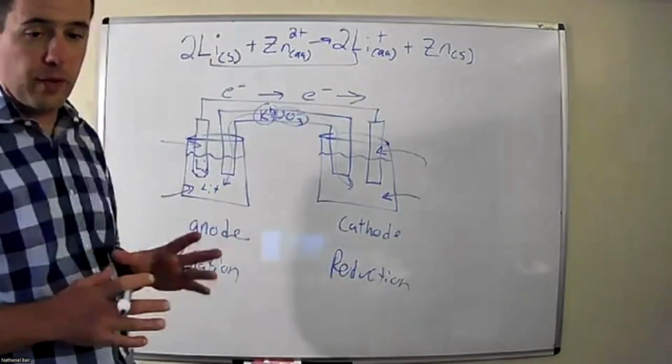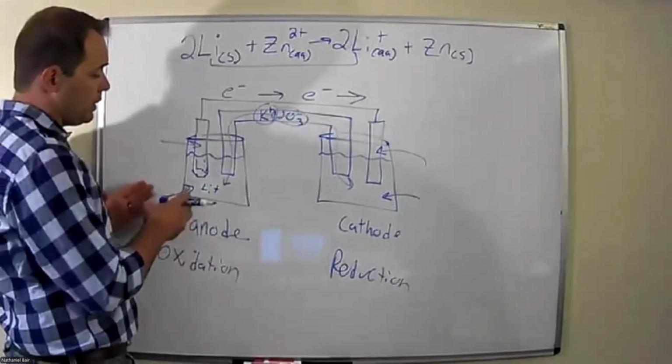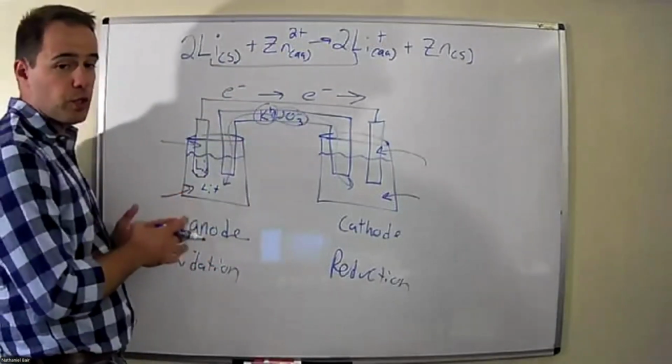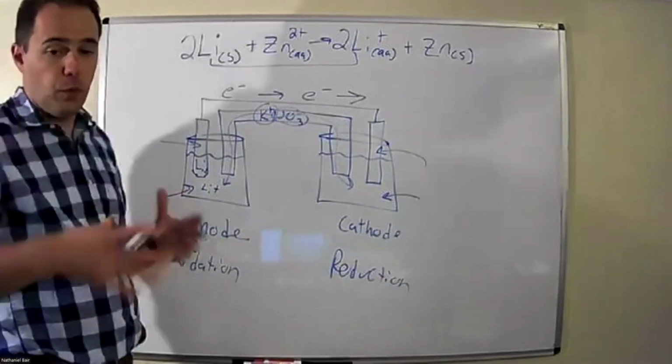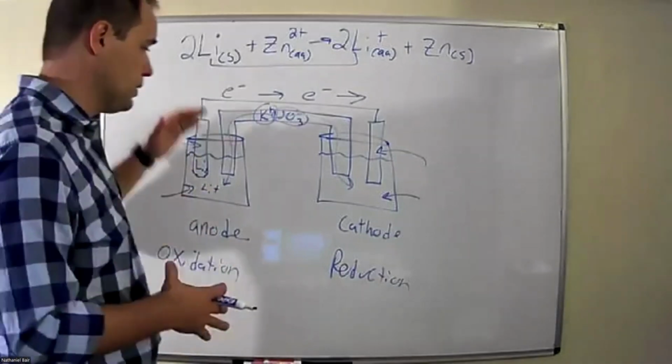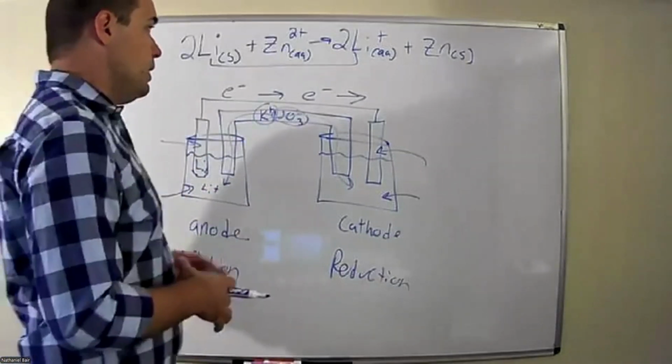In fact, in order for the battery to run under standard conditions, you actually need to start with a 1 molar concentration of lithium ions in there even before the reaction begins. And then it's going to dissolve and produce more of them.